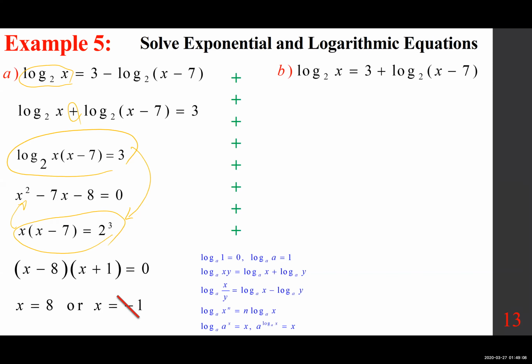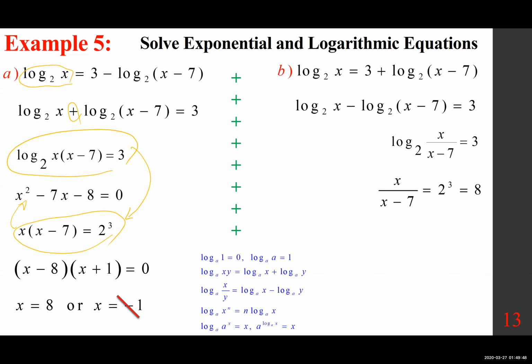All right, class, what's our first step? Send the logs to one side. Absolutely. Second, bring the logs together into one line. Perfect. So what log do we get? Log base 2 of what? x divided by x minus 7. x over x minus 7. Perfect. You're practically done. Now your next step is just like the previous example. The argument of log is equal to 2 cubed, which is 8.